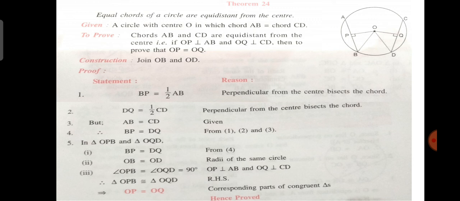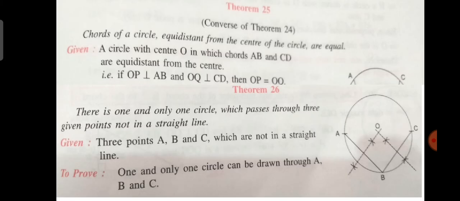This theorem is also important: equal chords of a circle are equidistant from the center. I think all of you understood the proof also. Next is the converse of this theorem: chords of a circle equidistant from the center are equal. You don't have to study the proof.